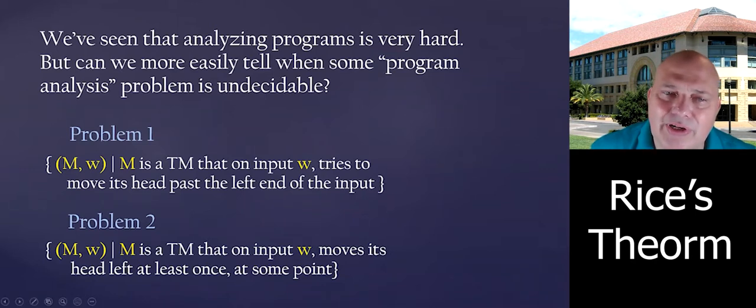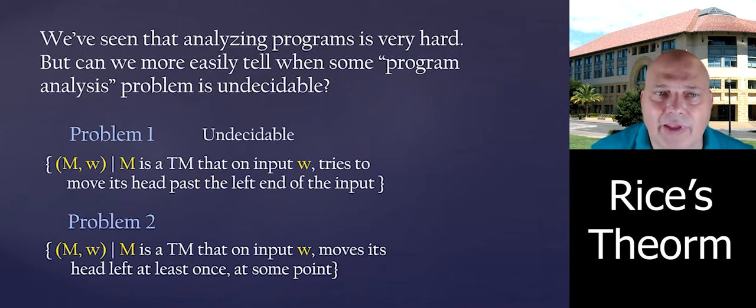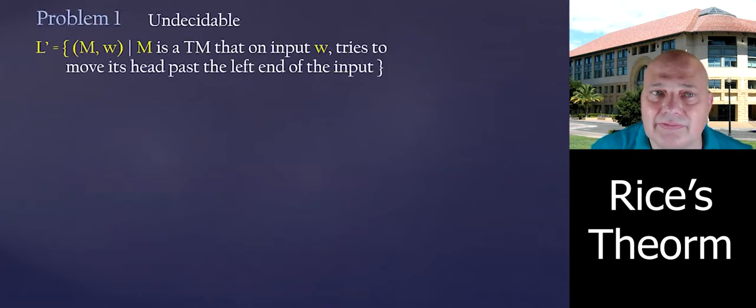Are they decidable? Are they recognizable? Are they neither? Turns out that the first problem is undecidable, and the second problem is decidable. So let's discuss that. The first problem is M is a Turing machine that on input W tries to move its head past the left end of the input.